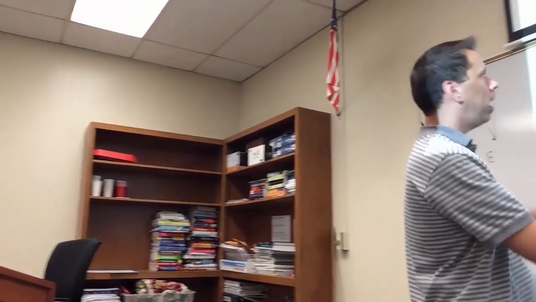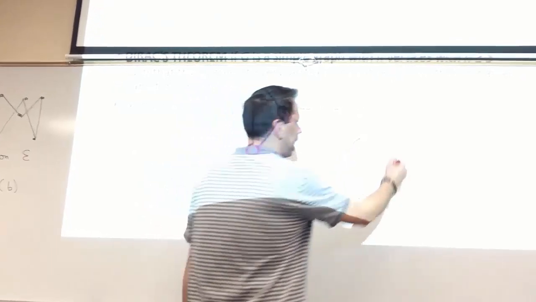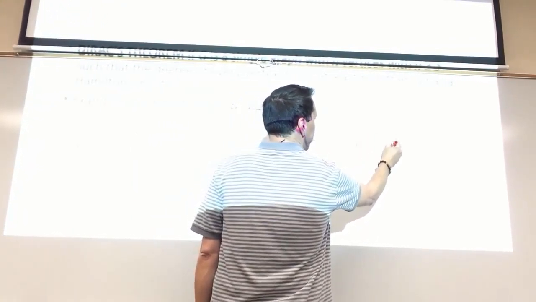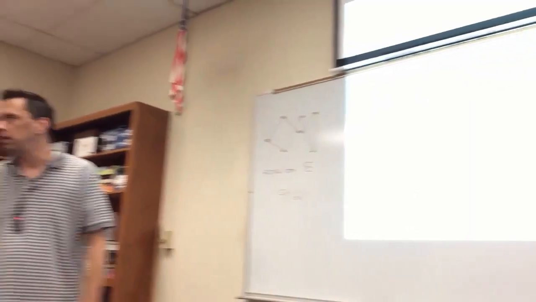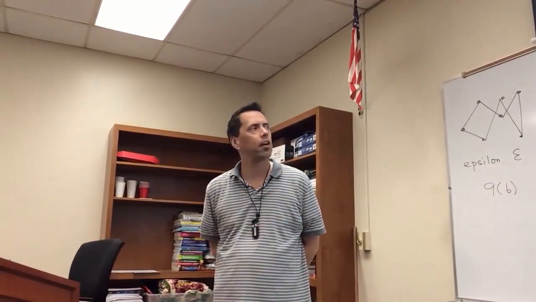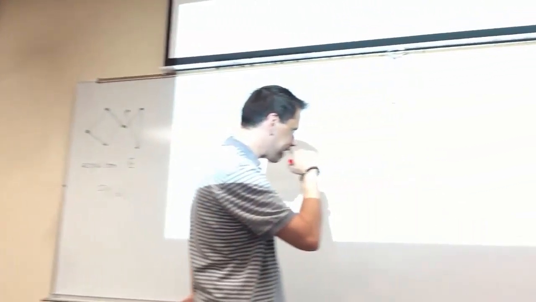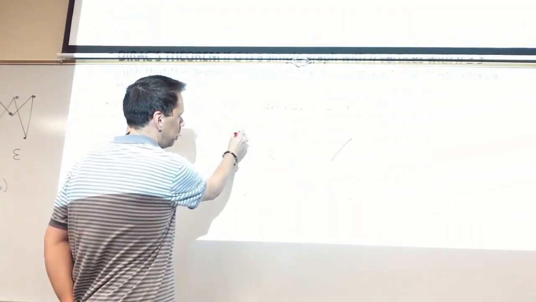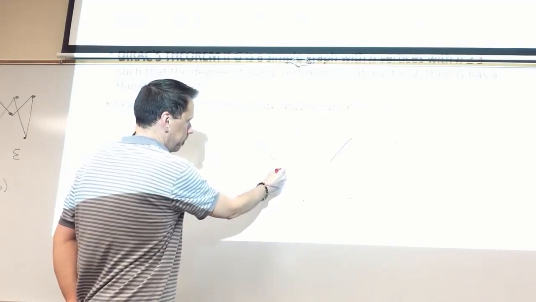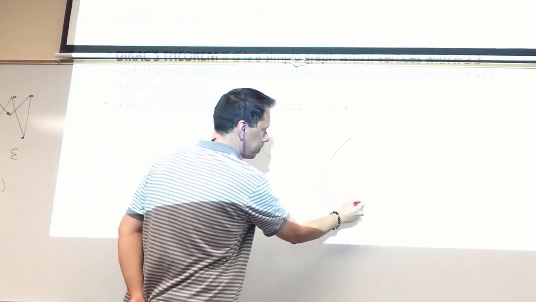So, let's see, 1, 2, 3, 4, 5, 6. It has 6 vertices. So as long as each vertex is degree at least 3, Dirac's theorem says there has to be a Hamilton circuit. And I think that's true, right? Aren't they all exactly 3? All right, there you go.